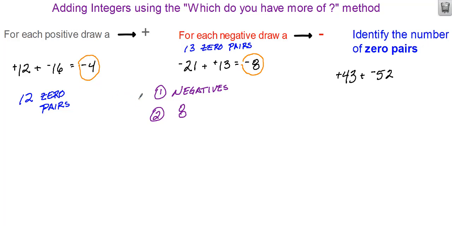If that's now clicking in your head and you're going, oh, now see, I didn't know how to do this, and I didn't want to draw 43 positives and 52 negatives, but now I understand it, go ahead and pause for a moment and do that last problem.